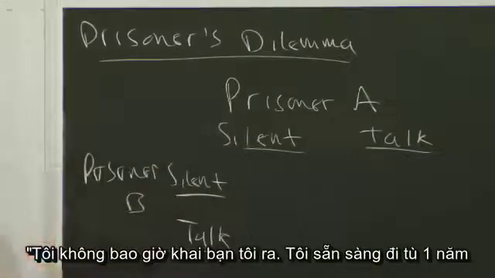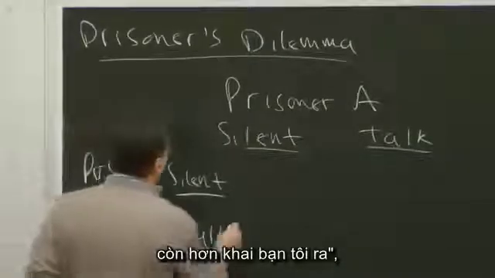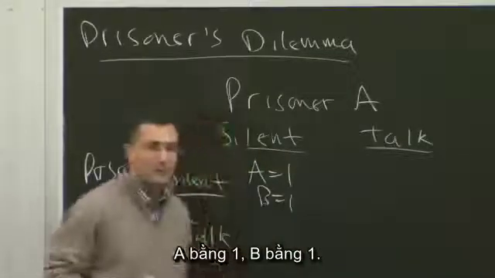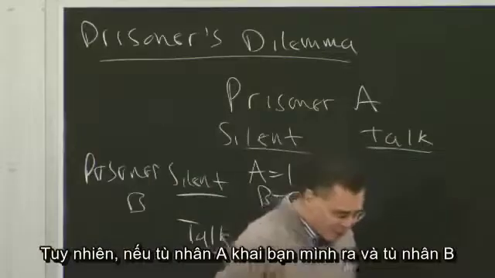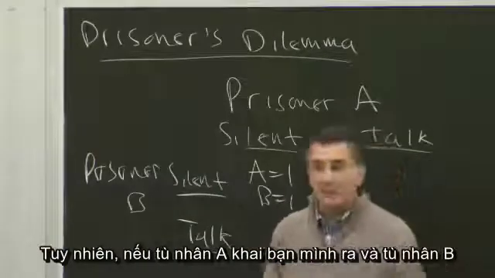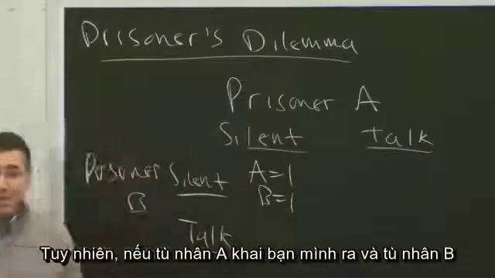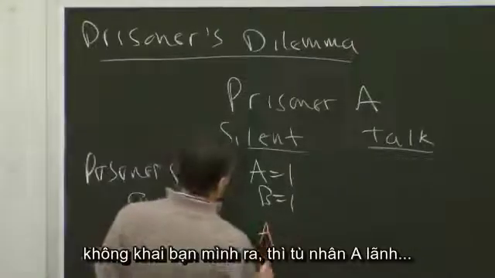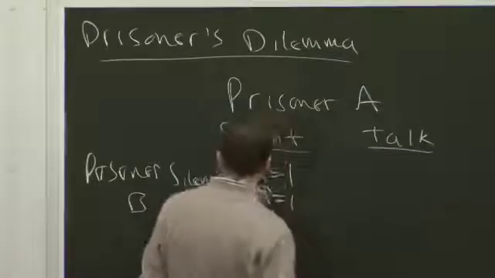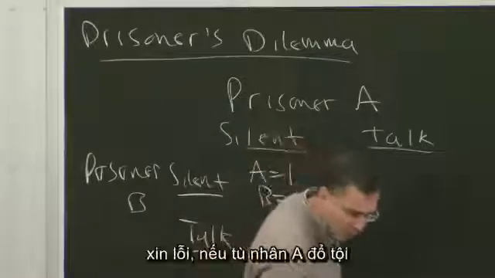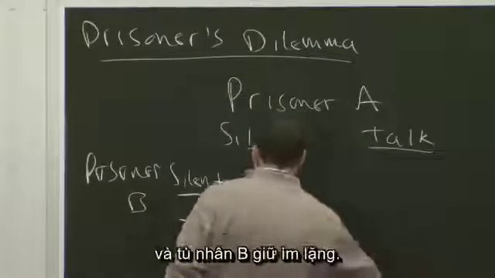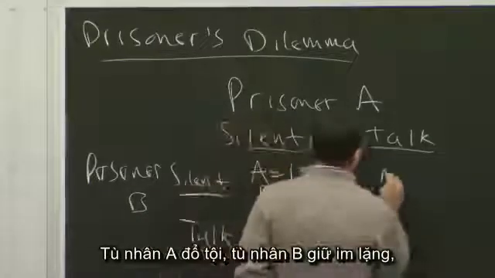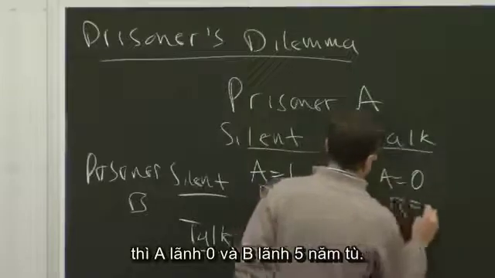Now, if they both remain silent, if they both say, I would never rat out my friend, I'm happy to go to jail for a year rather than rat out my friend, then they each get 1 year in jail. A equals 1, B equals 1. However, if prisoner A talks and prisoner B remains silent, then A gets 0, but B gets 5 years in prison.